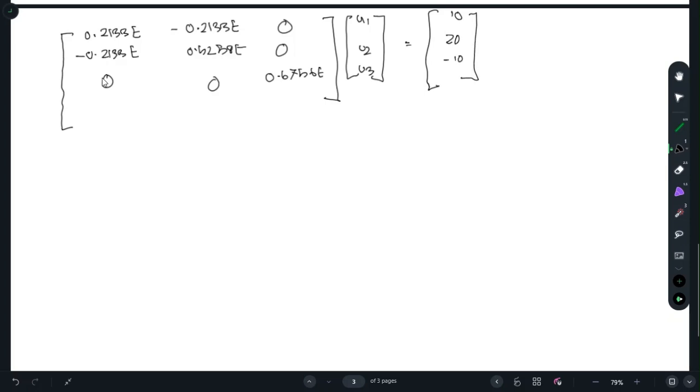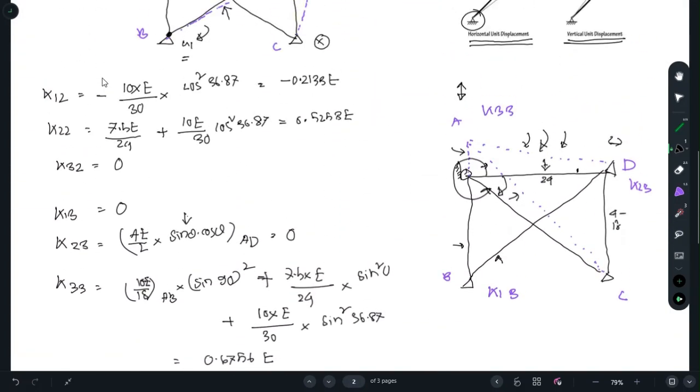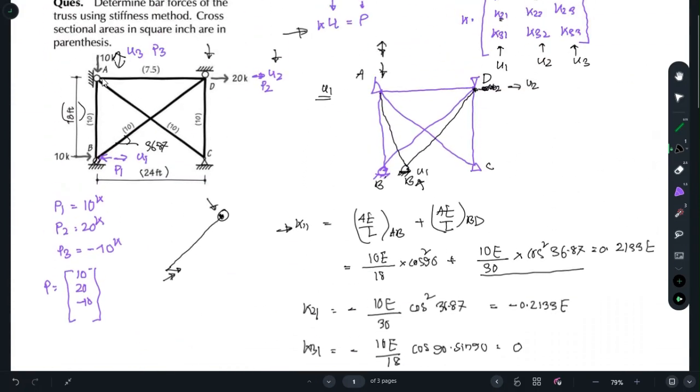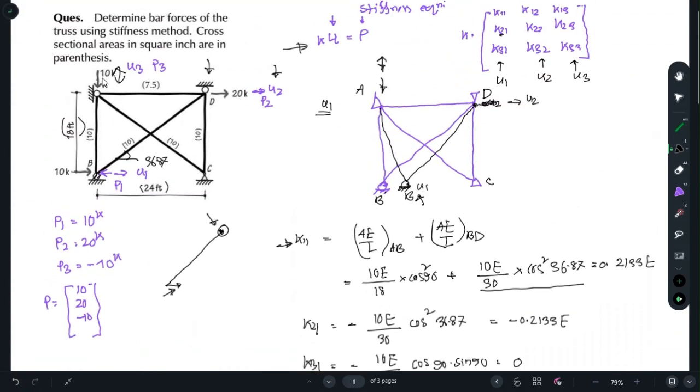So if you solve this equation in your calculator, you'll get a value of E1 as 142.882 over E. You'll get a value of U2 that would be 96 over E, and you'll get a value of U3 that is minus 14.8 over E. So these are the unknowns that you didn't know. Right now you know that the important thing of this math is to find out the bar force. Let's say we want to find the bar force of AD.